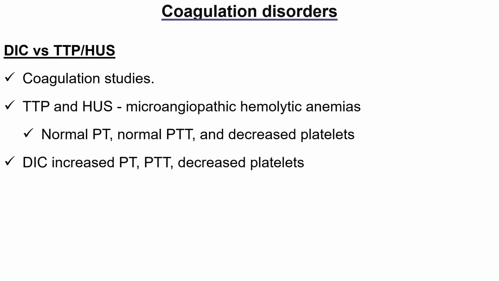It is important to differentiate between disseminated intravascular coagulation and thrombotic thrombocytopenic purpura with the help of coagulation studies. So TTP and HUS are the microangiopathic hemolytic anemias in which PT, APTT are normal, whereas platelets are decreased. In DIC, there is increased prothrombin time and activated partial thromboplastin time with decreased platelets.